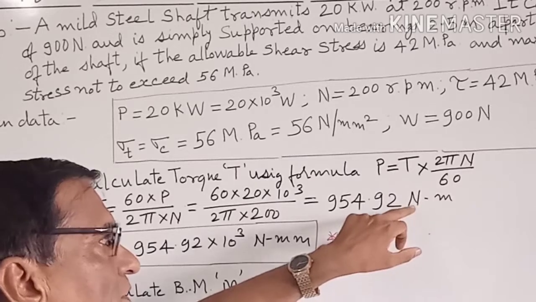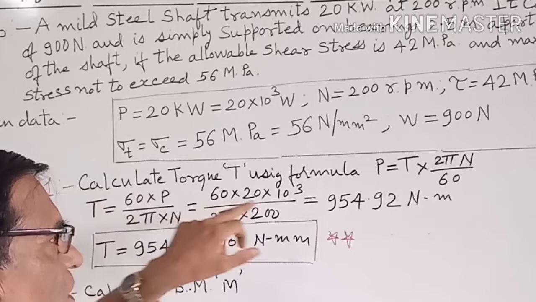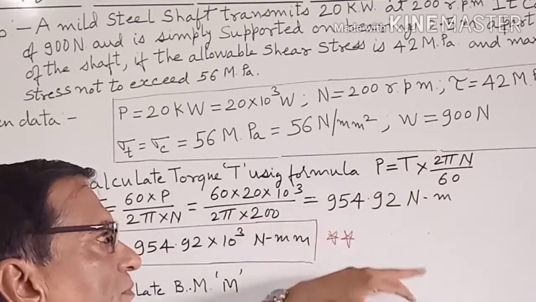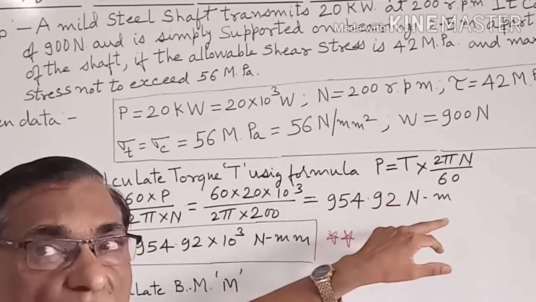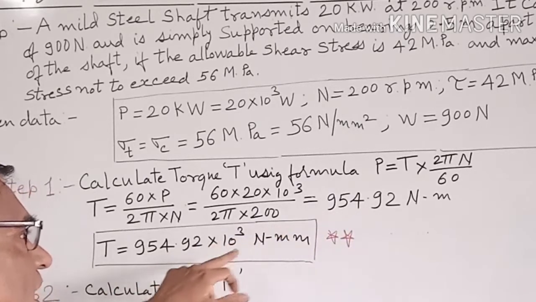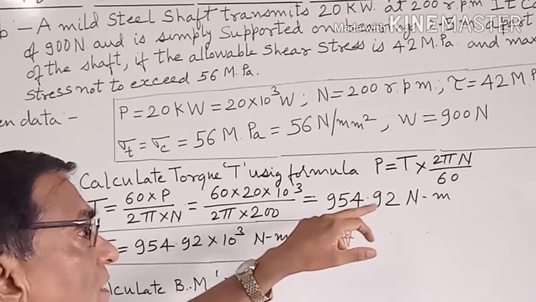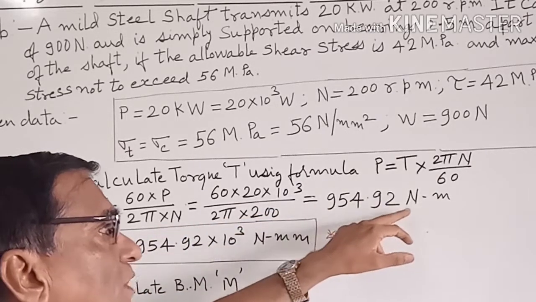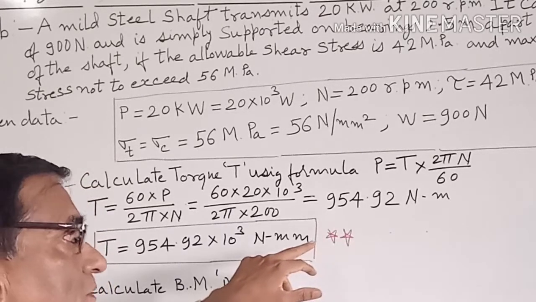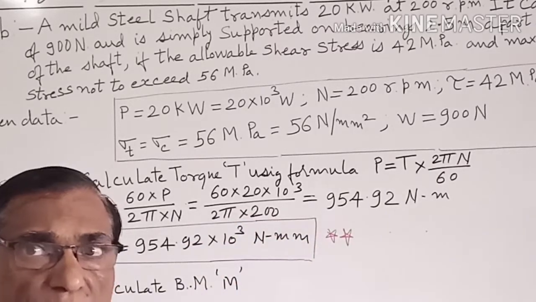This step should be noted. When power is in watt, the value of torque comes out in Newton meter. So in our problem it is necessary to convert this Newton meter into Newton millimeter. For that we multiply this value by 10 raised to 3. Students generally forget to convert the value of torque from Newton meter to Newton millimeter. So this is an important step, and students generally make mistakes at this step.